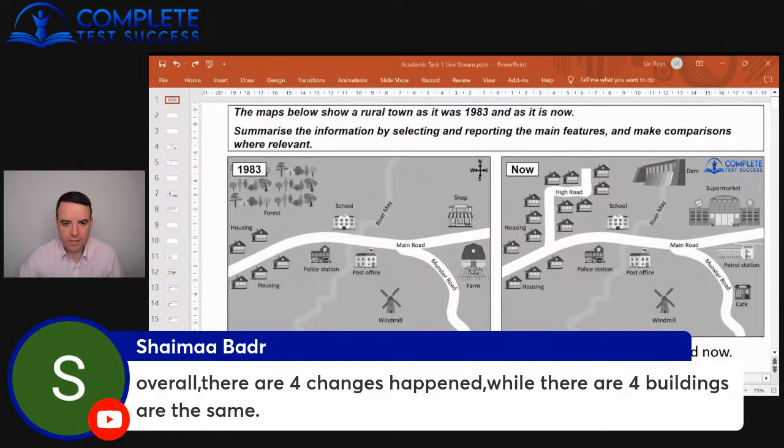Shaima, you're going to have to be careful with your punctuation. So you need a space after the commas. You need a capital letter at the start of the sentence. Okay. Overall, there are 4. Oh, did we look at this already? We did. Okay.